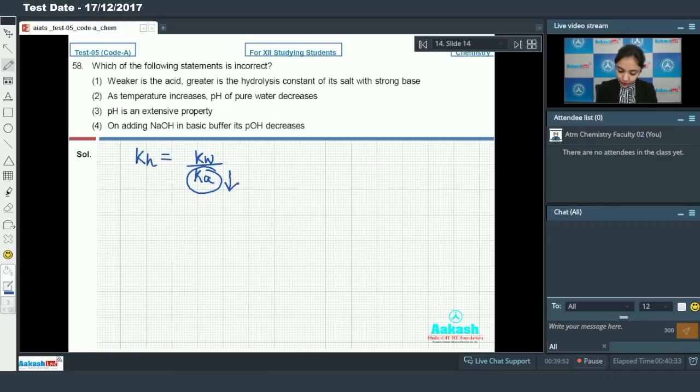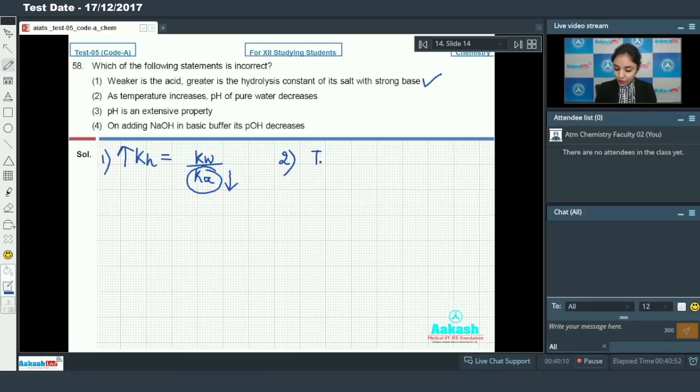So the value of Ka will be less, so the hydrolysis constant will be higher. So this statement is absolutely correct. Now you have the second statement which says that as temperature increases, the pH of pure water decreases.